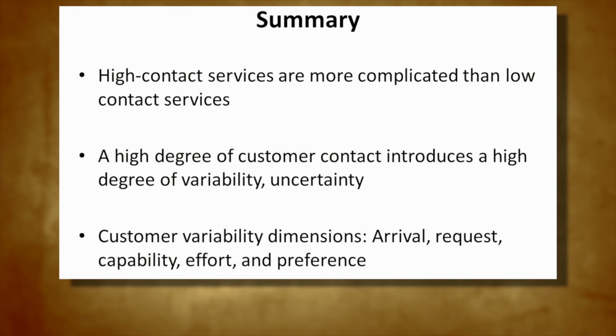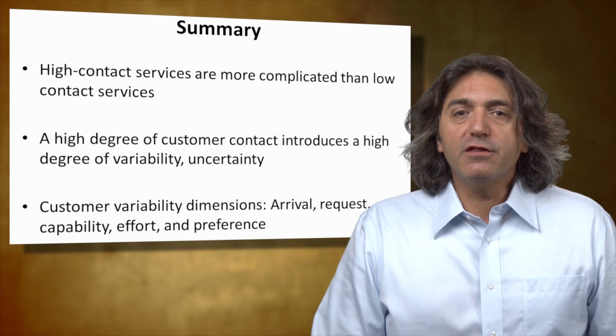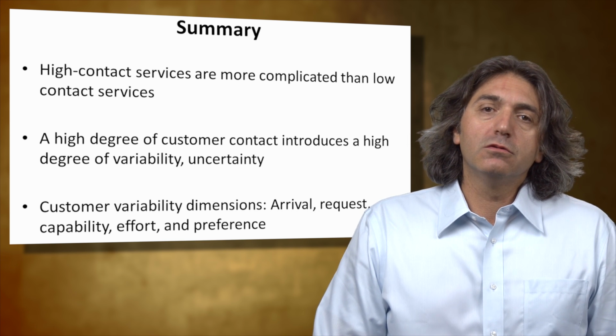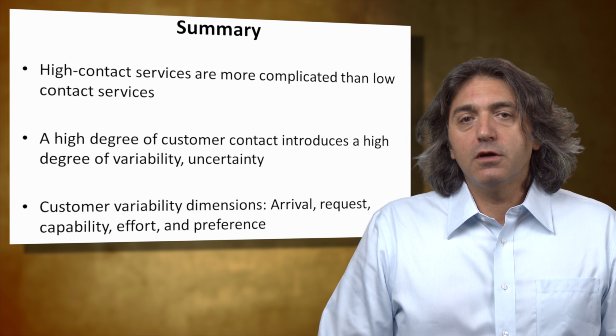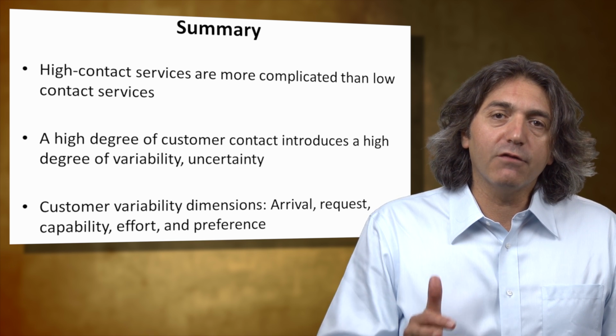In summary, high contact services, high intensity services are more complicated than low contact services, low intensity services. It's because customers introduce variability, things the service firm can't really control. And that means uncertainty. There are 5 dimensions of customer variability: arrival, request, capability, effort, and preference.